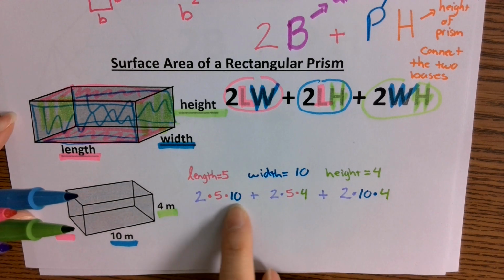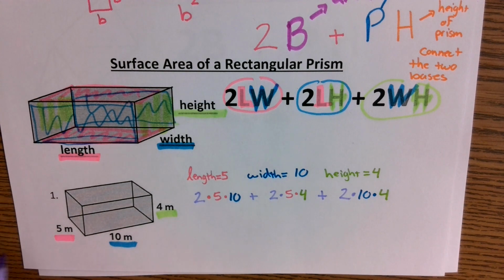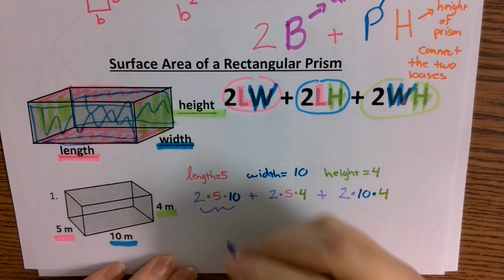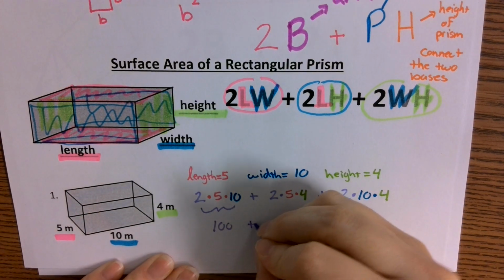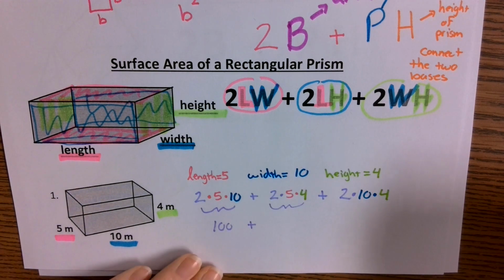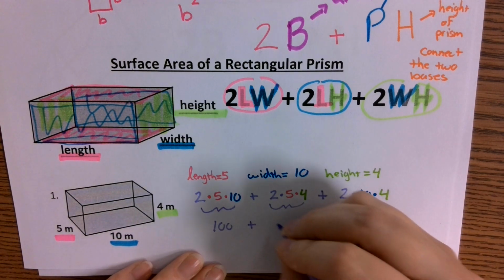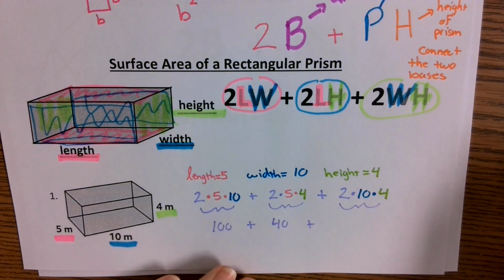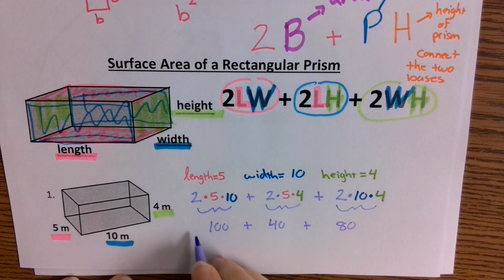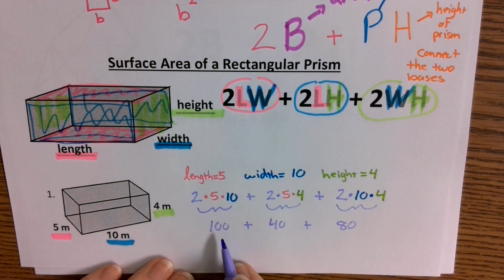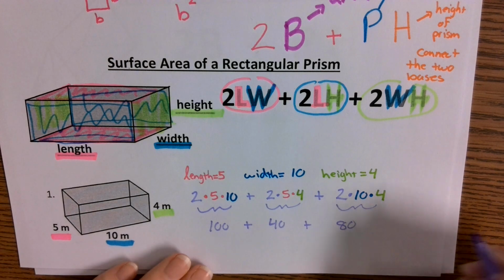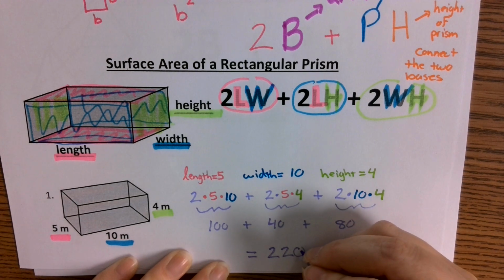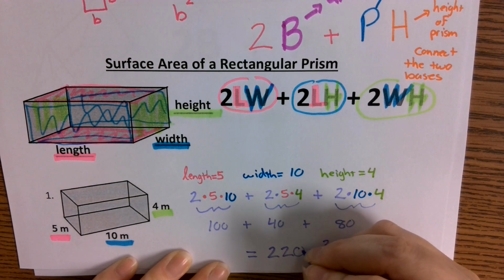Okay, if I do 2 times 5 times 10, what is 2 times 5 times 10 going to give me? 100. Plus, what is 2 times 5 times 4? 40. Good. Plus, what is 2 times 10 times 4? 80. Okay, so then all I have to do is just add those together. So 100 plus the 40 plus the 80 comes out to what? 220. So we get 220, and this is meters squared, because we are talking about area.